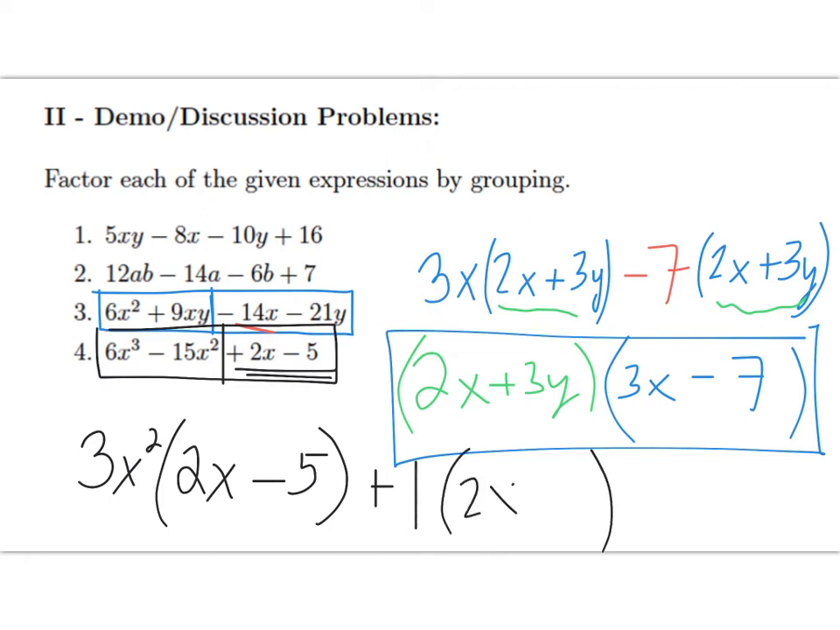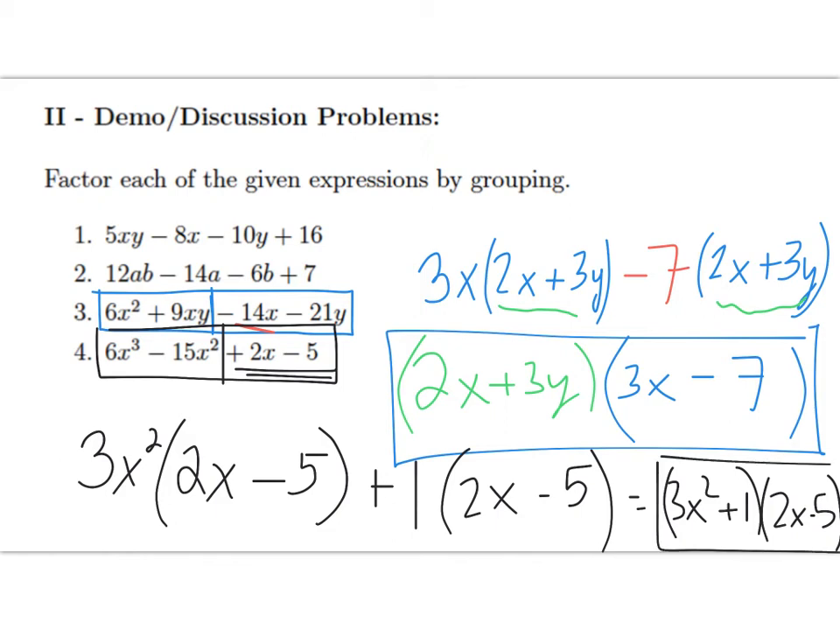1 times 2x is 2x, and 1 times negative 5 is negative 5. So we have 3x squared plus 1 times 2x minus 5. And that's our final answer.